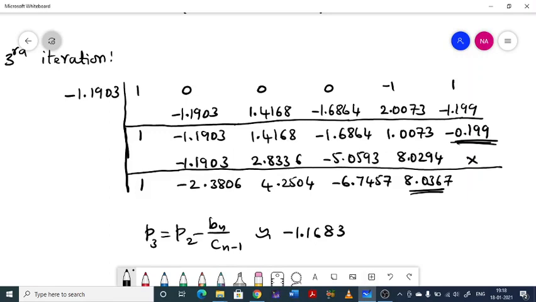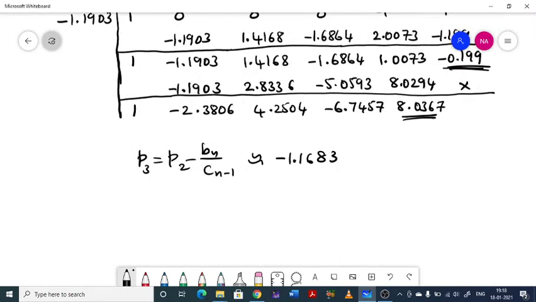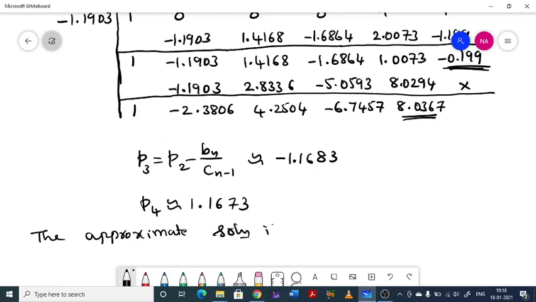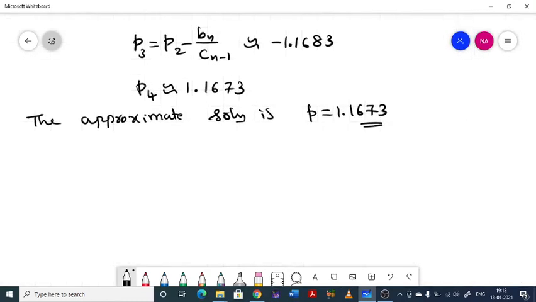You can repeat the process. So repeating this process, you will get P4, that is 1.1673. So the approximate solution is P equal to 1.1673. There is one more iteration that I have written directly. So I have to carry out one more iteration.